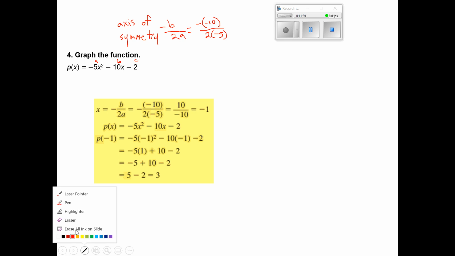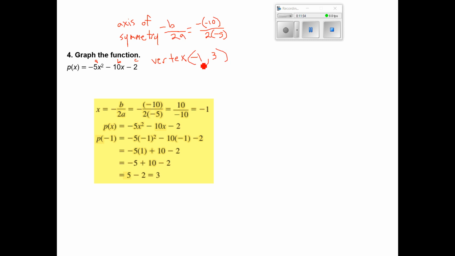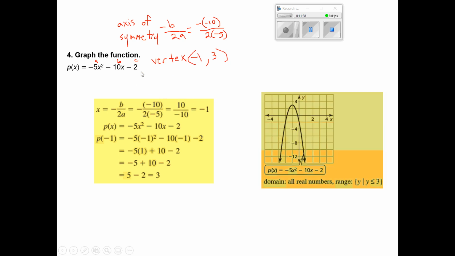So now I have my vertex. My vertex is going to be negative 1 and 3. All right, we also know that we're crossing through negative 2. Here's negative 2 on my y-axis. So now I started with negative 1 and 3, right? Negative 1 is here and the 3 is here. I made sure I crossed through 2.